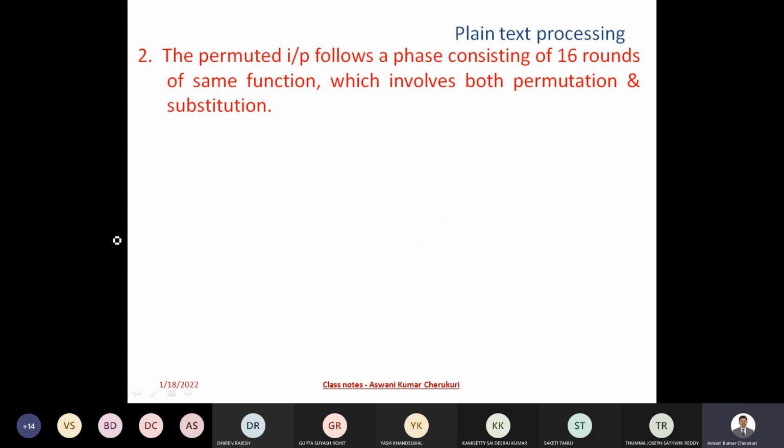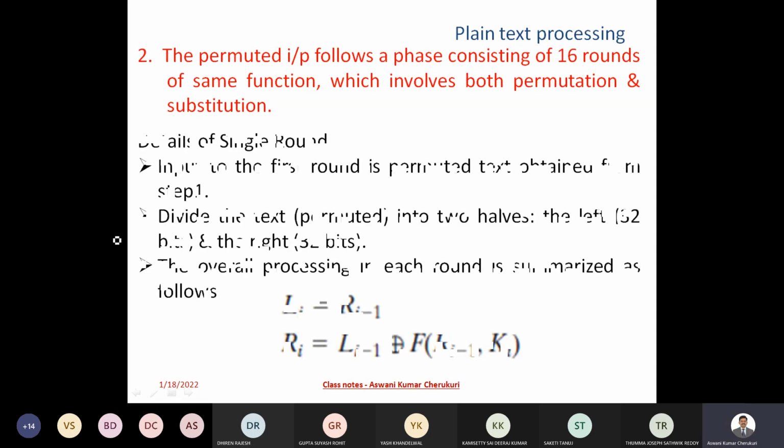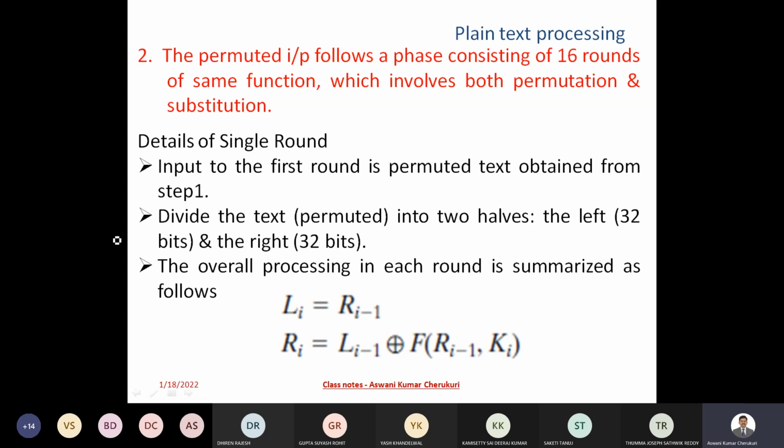Next, this permuted text undergoes 16 rounds of operation, which includes permutation and substitution. You view each round as a mathematical function. The input to the round is your permuted text. You divide that permuted text into two halves, 32-bit and 32-bit, one as the left, another as the right. Keep the left half as it is and proceed with the right half.